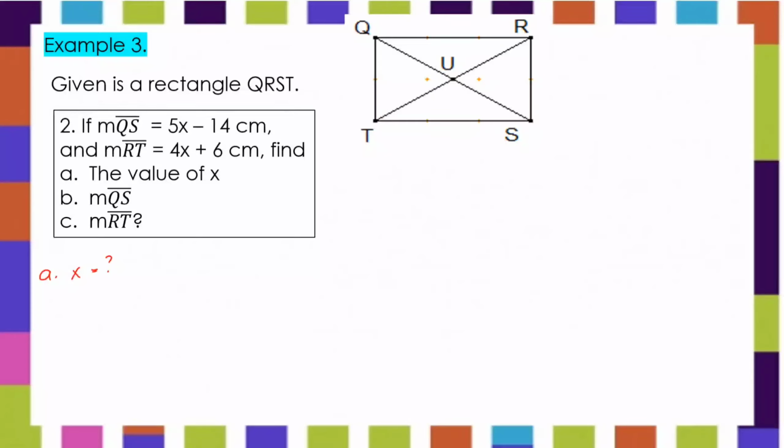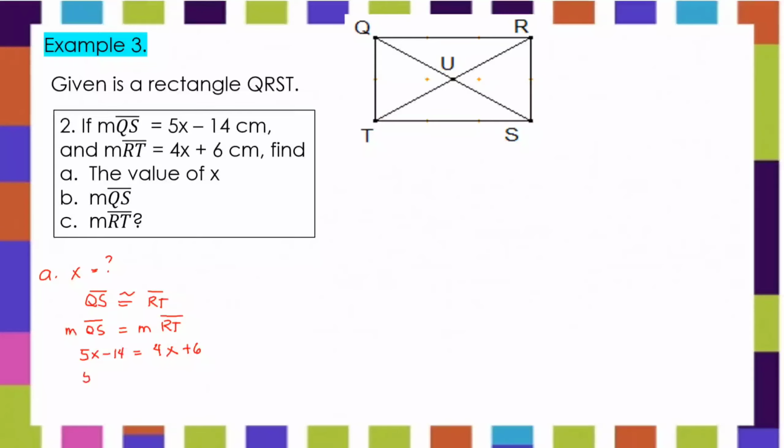So, we all know that in a rectangle, the diagonals are congruent. So, QS is congruent to RT. So, therefore, the measure of diagonal QS is equal to the measure of diagonal RT. So, substituting the given values for QS, we have 5x minus 14. And for RT, we have 4x plus 6. So, pagsasama-samahin lang natin yung common terms. Lahat ng may variables on the left side and lahat ng constant will be on the right side.